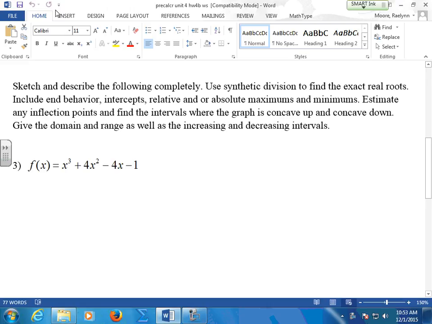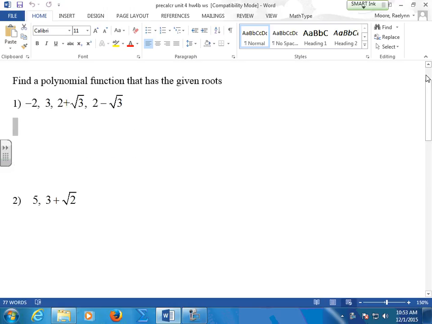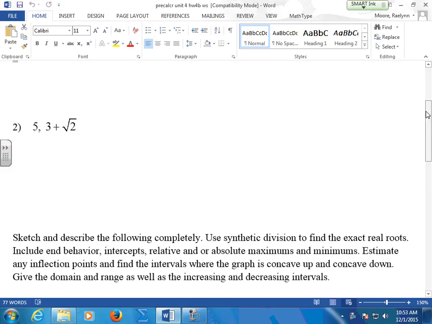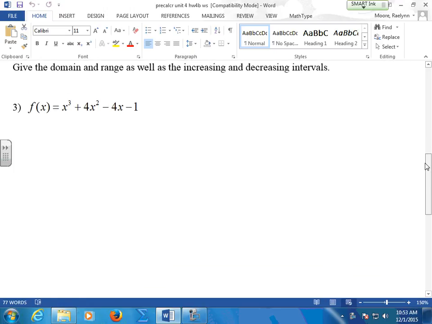Know that you have to use synthetic division because you can't find them with factoring. You have a polynomial and it doesn't always factor nicely. All right, so let's do this guy.